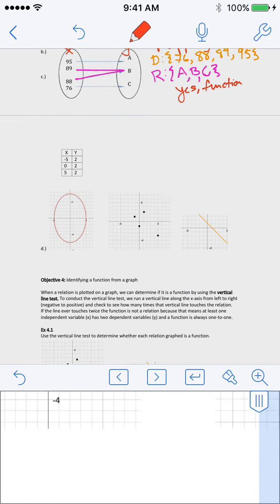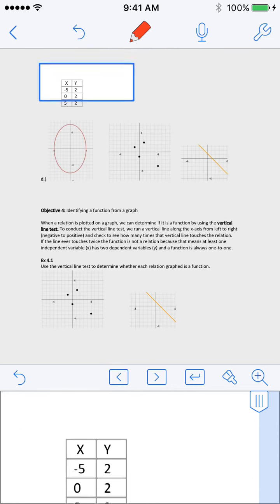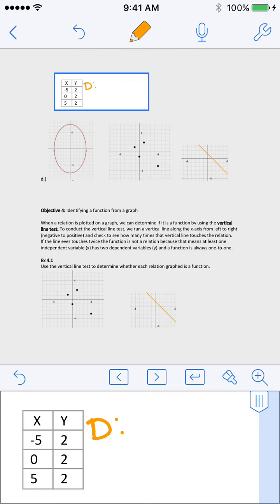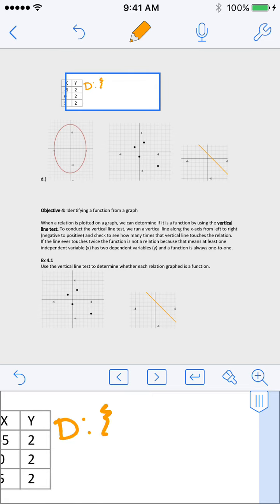All right, let's do this one. C. What's our domain here? The domain's going to be, that's right, all of our x's. Our x's are -5, 0, and 5. So we'll put it in curly brackets.